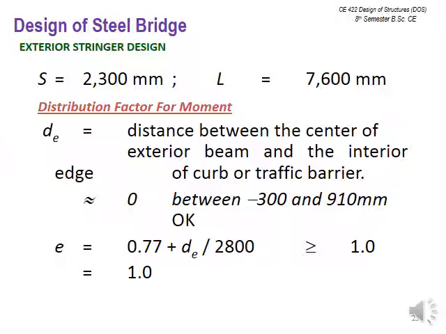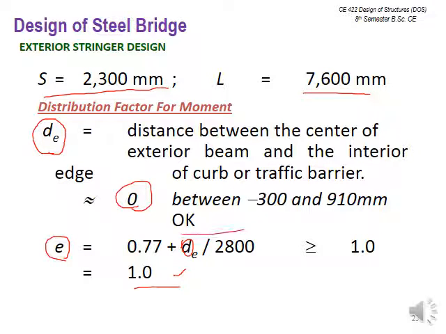Now the same steps for the exterior stringer design. Spacing and span are given. The only thing that matters here is DE, the edge distance. In this case this distance is 0, as I told you at the start. You can input it to calculate the E. That value should be greater than or equal to 1, and if you get equal to 1, it will be okay. Because DE is equal to 0, that factor will be 0. We get only 0.77, which is less than 1, so at least 1 you have to take. So E will be 1.